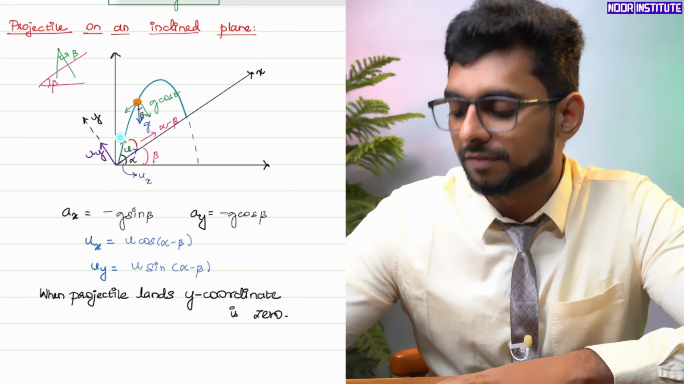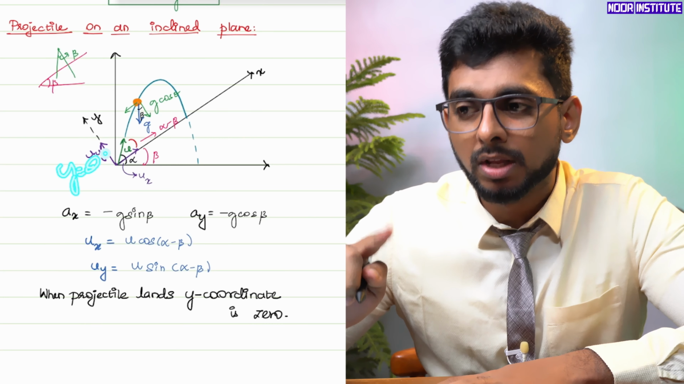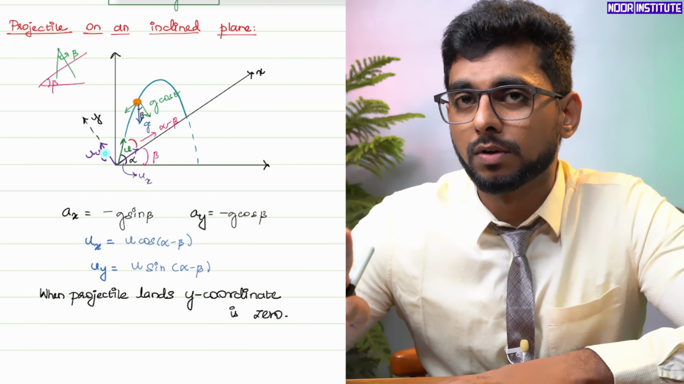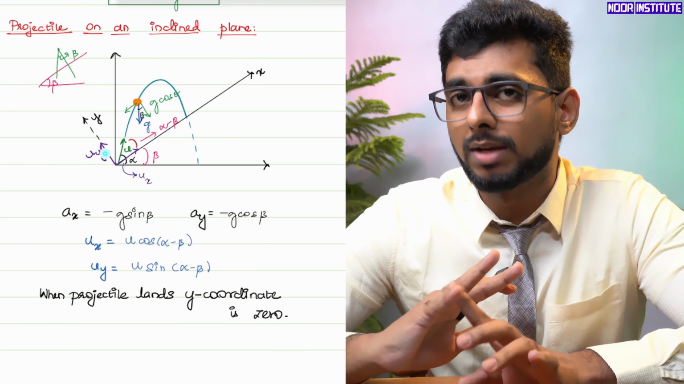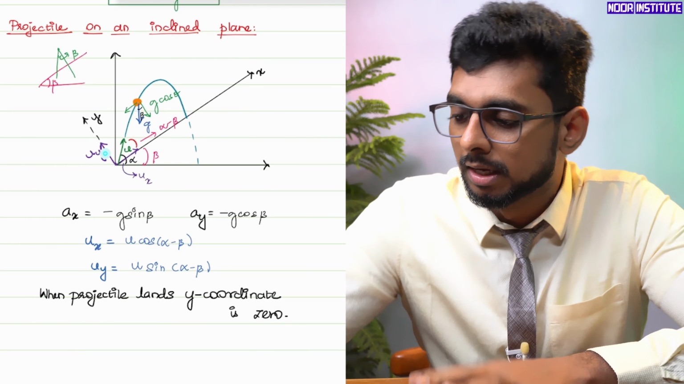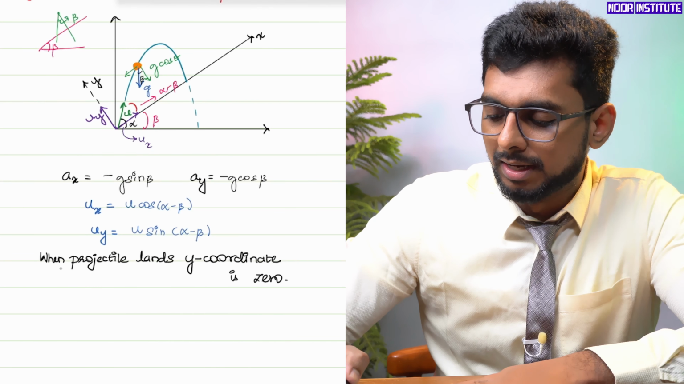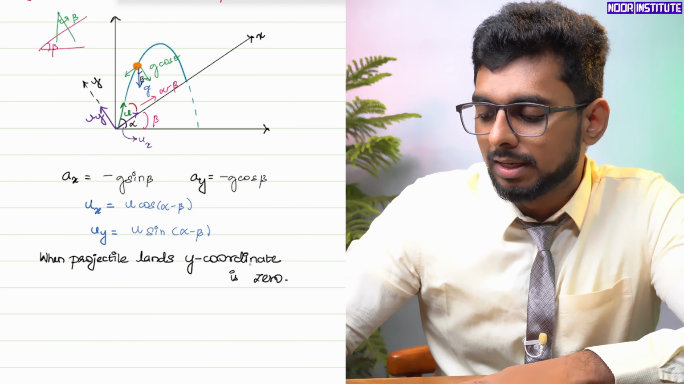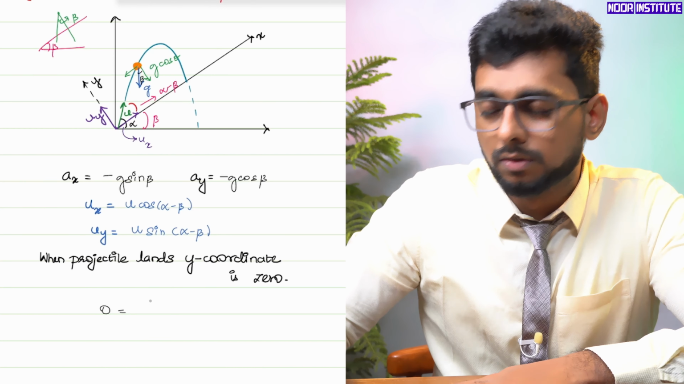Entire projectile motion, fine. So here I'll be able to substitute y to be 0, which means the displacement along the y should be equal to 0. Therefore, I'll substitute into s equals ut plus half at square. Instead of y, I'll substitute 0. That's what I have written over here. When the projectile lands, the y coordinate is 0.